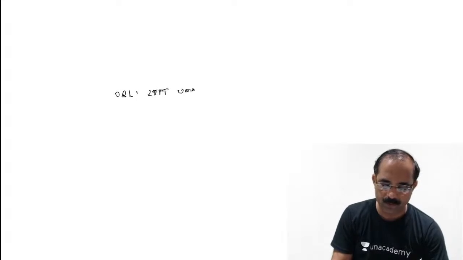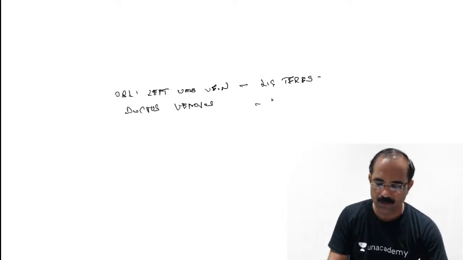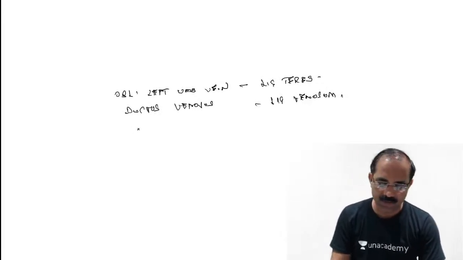Look at this. I'll just write this down for you. This is a very important MCQ. So, obliterated left umbilical vein. The obliterated left umbilical vein is ligamentum teres. Ductus venosus is ligamentum venosum.